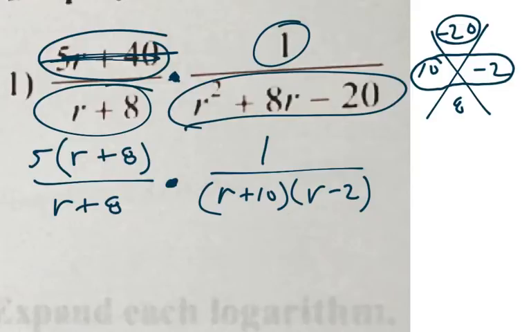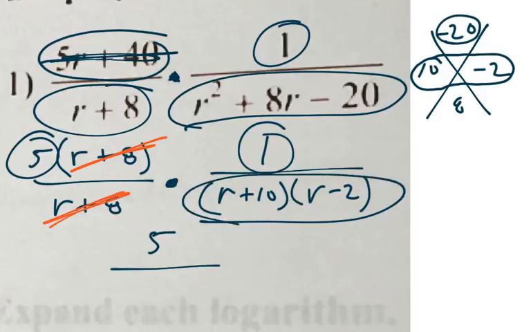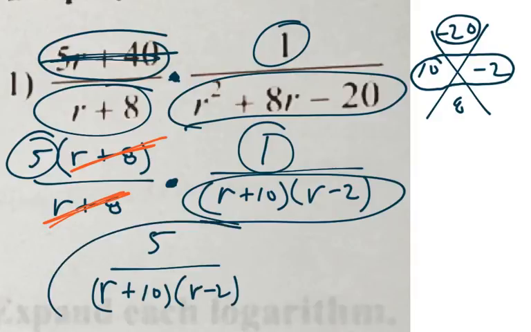Now that everything is factored, again, this is a times problem. We're just going to take something in the numerator, match it up with something in the denominator, cancel or simplify, as we say. So notice R plus 8 cancels out with R plus 8. And if you look carefully, guys, there's nothing else I can simplify. So I'm just going to times straight across here. 5 times 1 is a 5. And in the denominator, all I have is R plus 10 times R minus 2. Normally there's a little bit more. Usually you could simplify or cancel out, but that's all there was to that one.